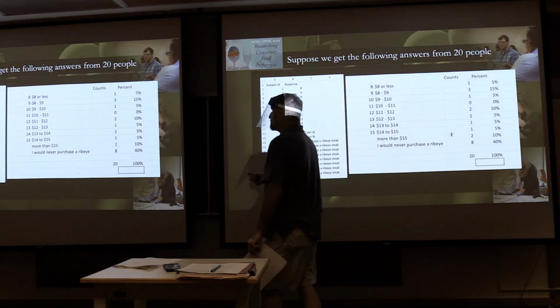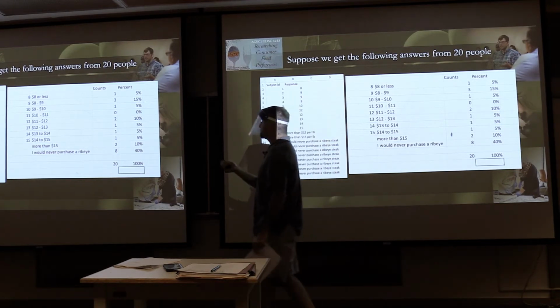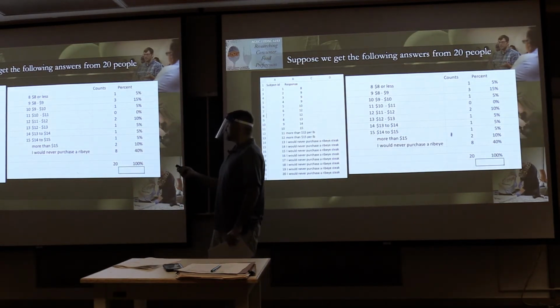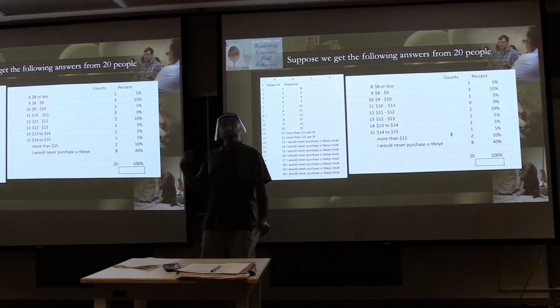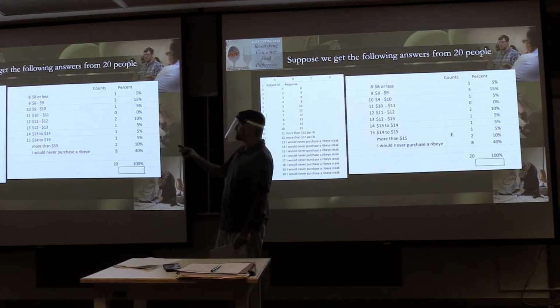And we're going to say that suppose we get answers from 20 people, and these are the answers that they give. So this would be the 20 responses. Subject number 1 said 8, which means $8 or less. Subject number 7 said 12, which we interpret to mean 11 to 12. So the point is when you go through and count how many people did each response, we get here. One person said $8 or less, 3 people said $8 to $9, one person said $9 to $10, nobody said $10 to $11, and so on.